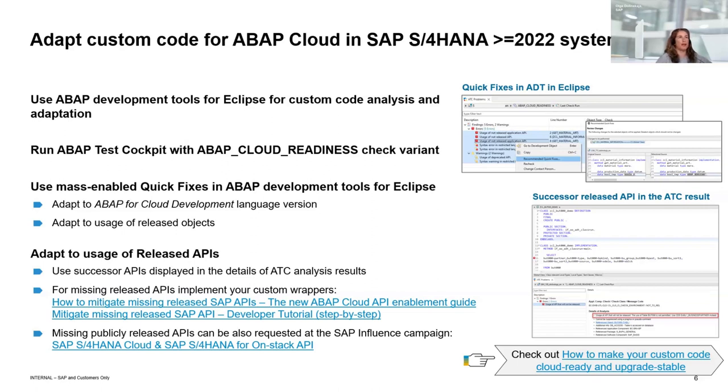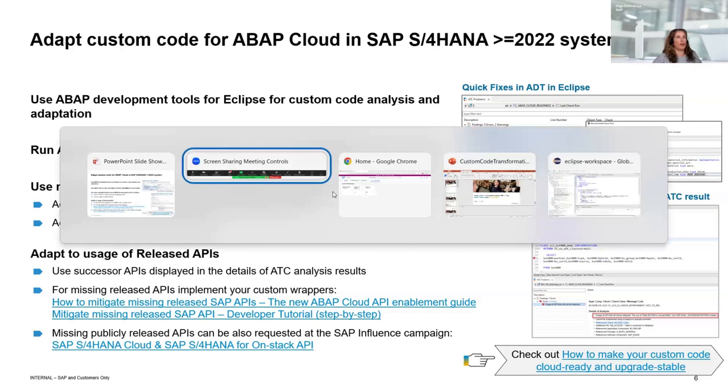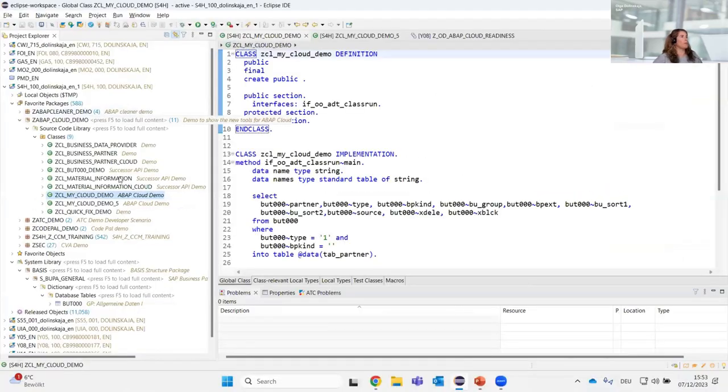And if you are missing this successor information, as already said, you can implement your own wrapper. And here on the slide, you see the links to the ABAP Cloud API enablement guide, which we propose can be used as assistance for how to write a custom wrapper, or also as a step-by-step tutorial. And if you are still missing released APIs and don't want to write your own custom wrapper, you can request the missing API at the SAP Influence campaign. So let's take a look directly in the system at how it can be done.